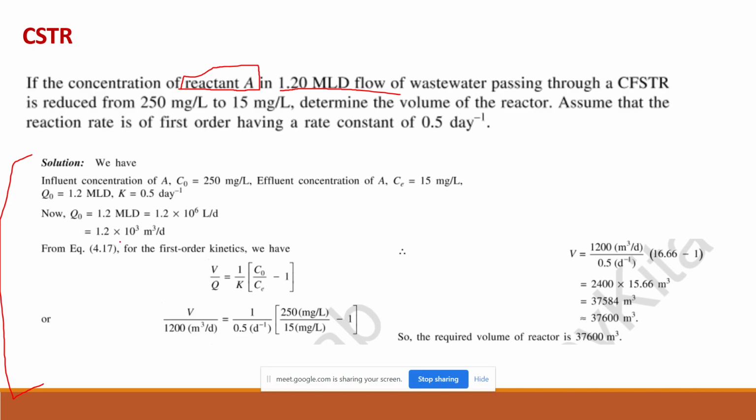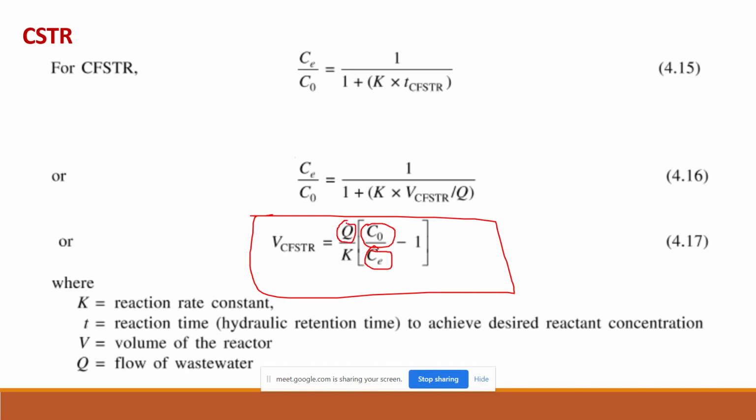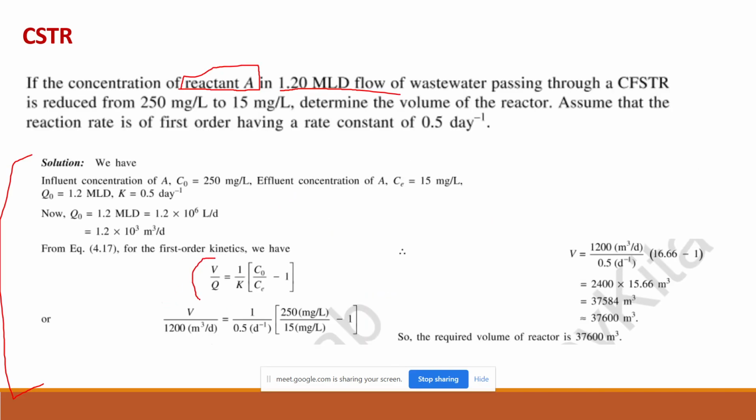Fine. So what is provided to you is the concentration of reactant in the inflow and the outflow. What you have to do is determine the reactor volume. So obviously we'll be using this relation to determine the volume of the reactor, where this is the inflow concentration, this is the outflow concentration, Q is the flow of the wastewater, and K is the reaction rate constant. C naught and C are your reactant concentrations. You use this to calculate the volume. So this is the relation. It is written here as well.